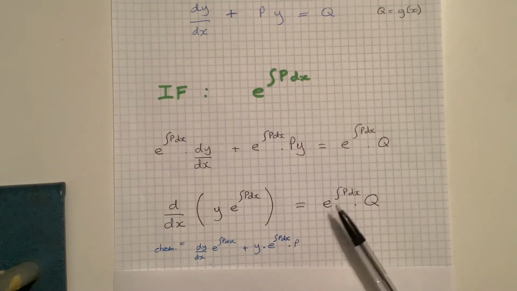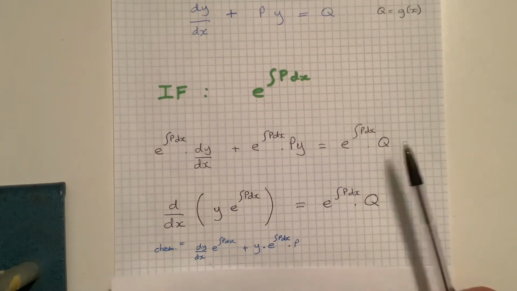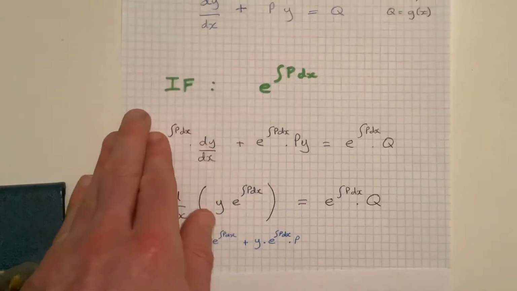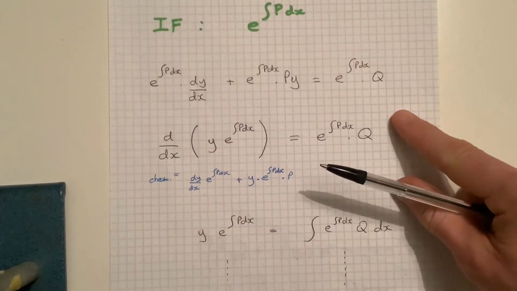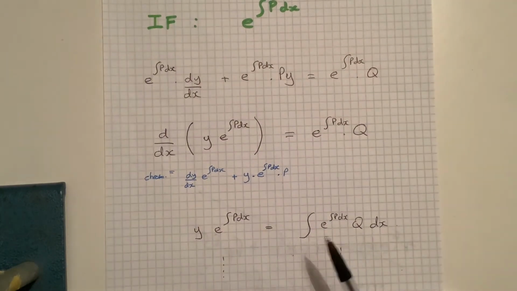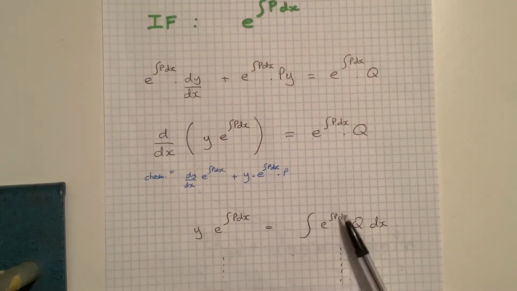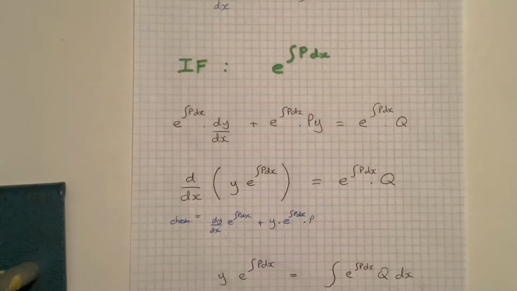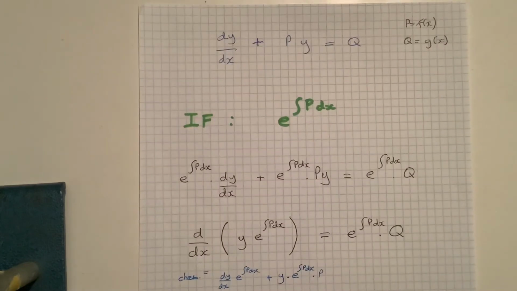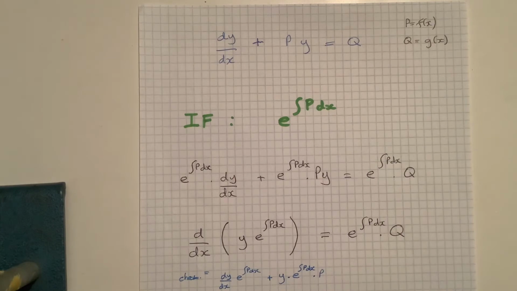Over on the right-hand side, you've just got the same thing. You've got the integrating factor times q. But most importantly now, we are then able to integrate both sides with respect to x. And like I said before, this will always be a nice simple function, and this will be nice and easy to integrate from there. So that is your method. That is how we solve differential equations using an integrating factor.